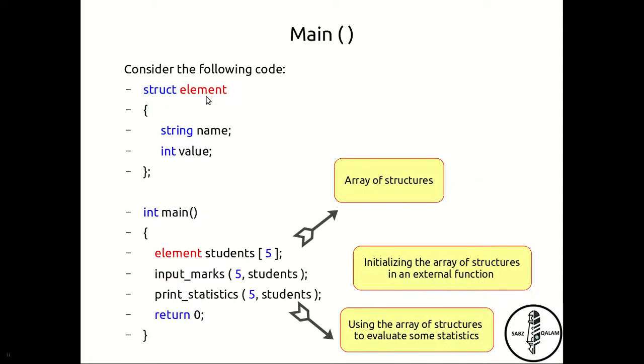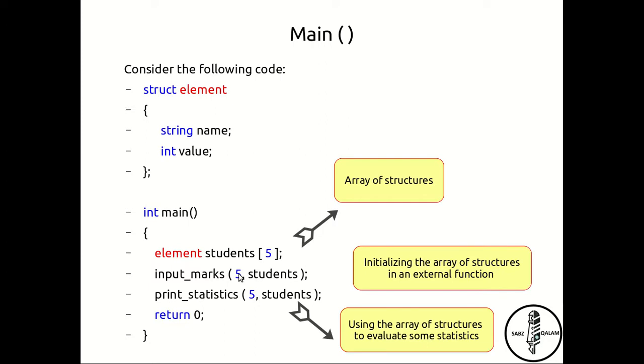Now the main function of this program actually has one declaration, which is our students. This is an array of students of the type element, and the size of the array is 5. So we're really talking about just 5 students. And now I'm calling this function called input marks, where I'm passing as arguments the array of structures, and I'm also passing the size of the array.